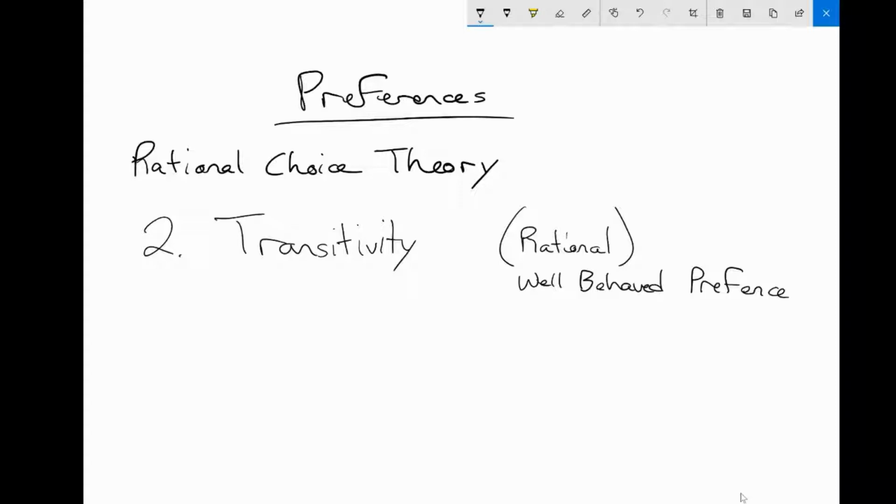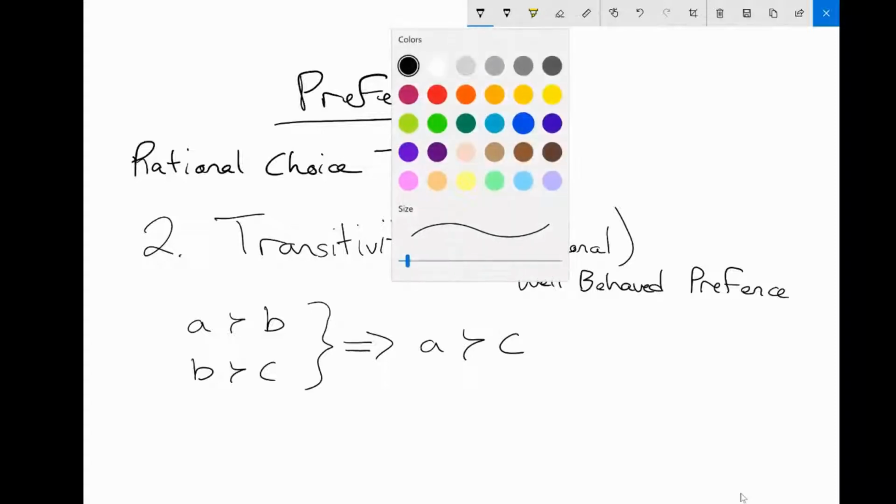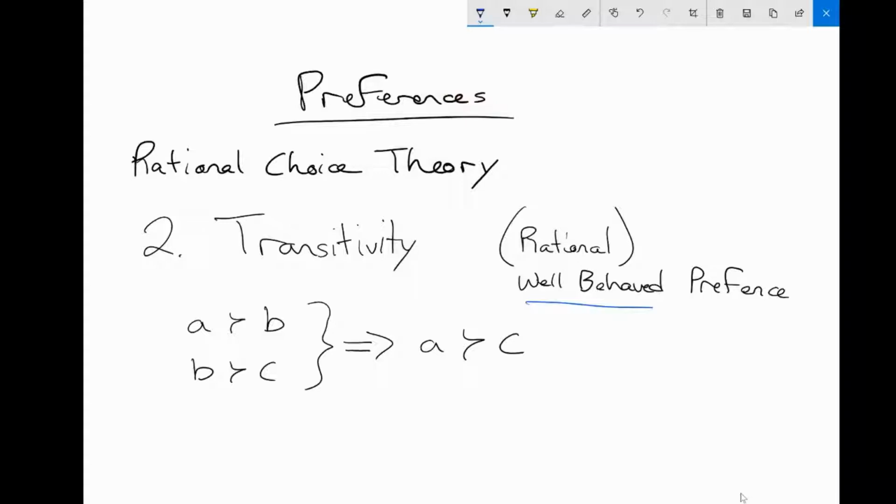Let's say an agent says that they prefer A to B, and they prefer B to C. Transitivity says that it must be the case that they prefer A to C. This would mean that their preferences make sense. They're consistent. They are, quote, well behaved. If I prefer bananas to apples, and I prefer apples to cucumbers, then I must prefer bananas to cucumbers. This is well behaved. This is transitivity.